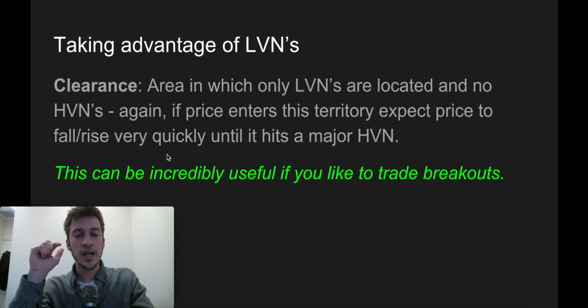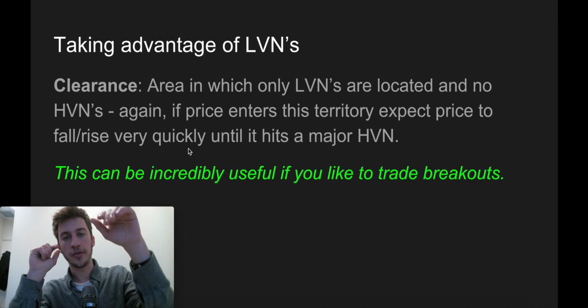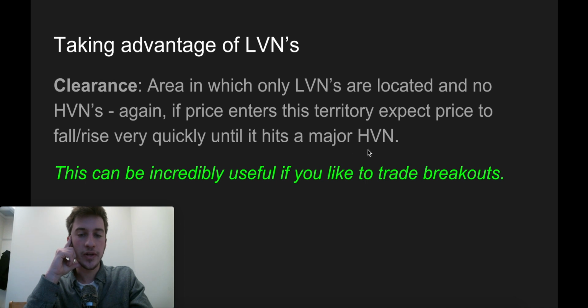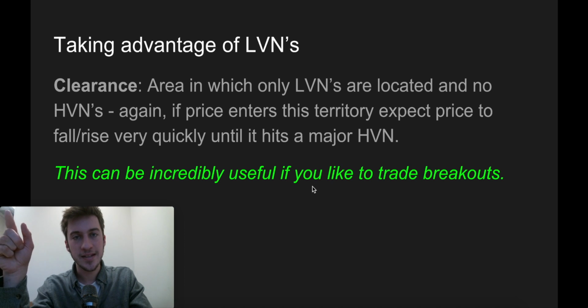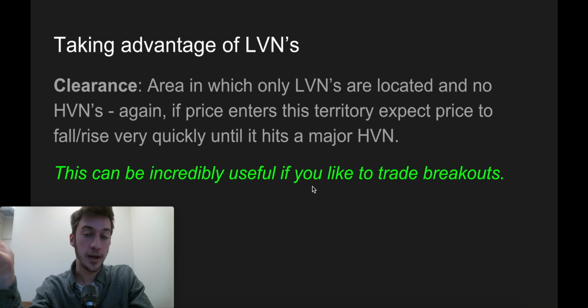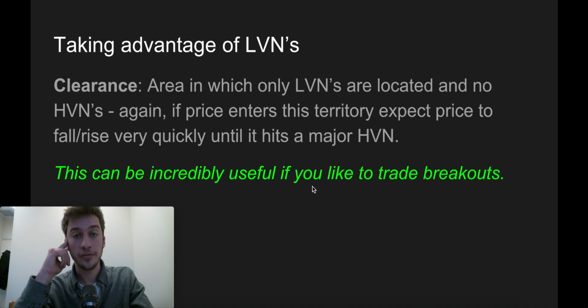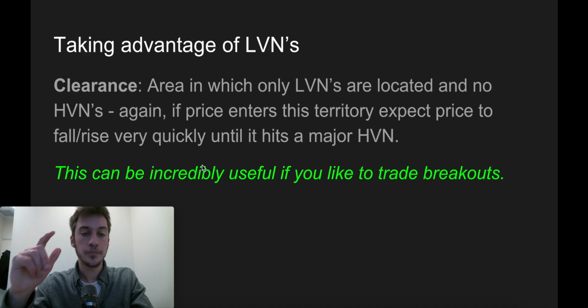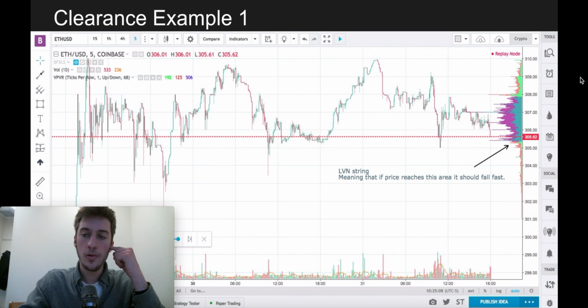And if price enters this territory, then we can expect price to fall very, very quickly, or rise if the LVNs are above price, until it hits a major HVN or other reasons like Fibonacci levels that could also cause resistance or support. And like I said, bold green down here is meant for breakout traders who like to trade coins that haven't broken out yet and are curious to buy before they break out and be ahead of the curve. Using the volume profile, you can do this just by looking for a string of LVNs and looking for clearance. So let me show you exactly what that looks like.